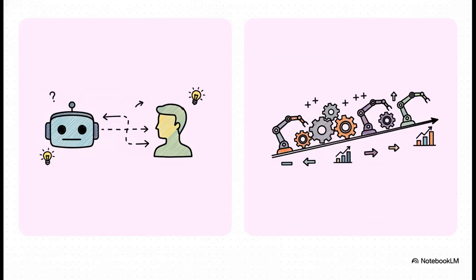Proctorio, on the flip side, leans entirely into fully automated post-exam review. No real-time human intervention at all. Why go that route? Because it scales like crazy. It keeps per-exam costs incredibly low, which is a total lifesaver for massive state universities running thousands of quizzes every day on a tight budget.